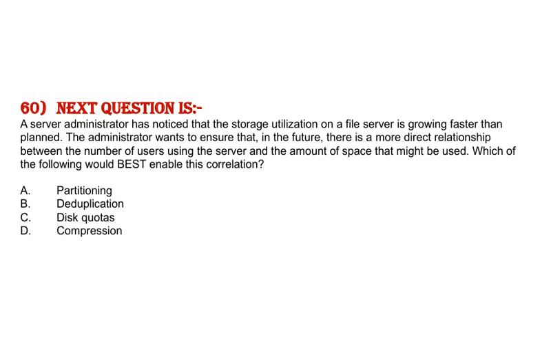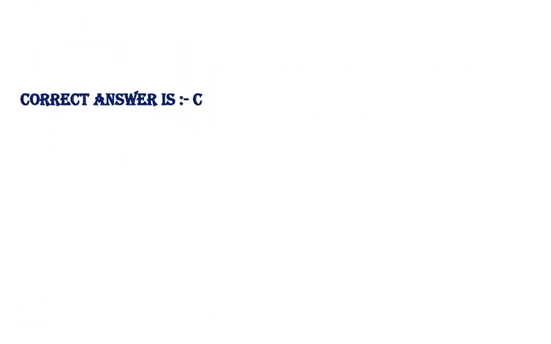Question is, a server administrator has noticed that the storage utilization on a file server is growing faster than planned. The administrator wants to ensure that in the future there is a more direct relationship between the number of users using the server and the amount of space that might be used. Which of the following would best enable the correlation? Option A, partitioning. Option B, deduplication. Option C, disk quotas. Option D, compression. Correct answer is option C.